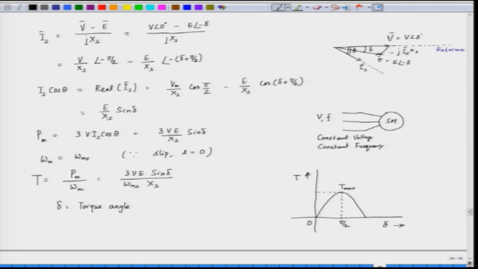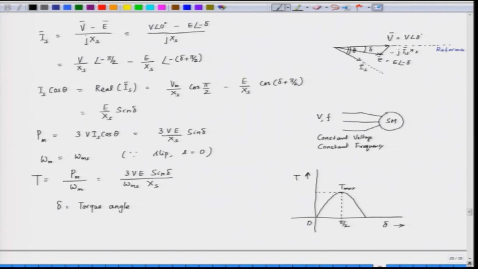Thereafter, when we increase the torque, delta decreases. So, you cannot increase the value of torque beyond that. If we increase the value of delta, torque will decrease. So, that is the maximum value of torque that we can have.